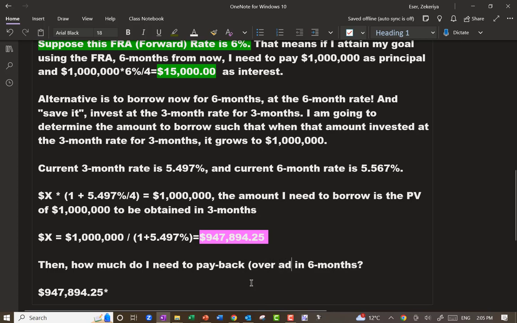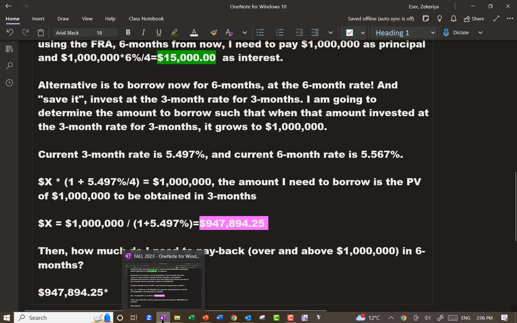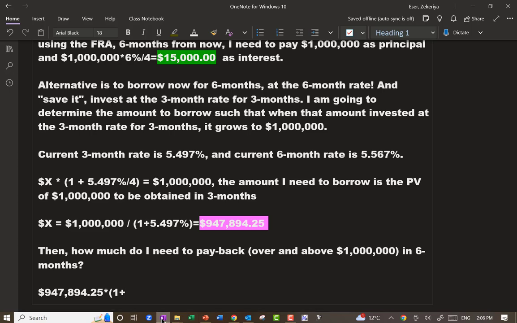Let's do this, over and above 1 million. In 6 months, my loan is going to become principal plus interest. The 6-month rate is 5.567 divided by 2, because there are 2 6-month periods in a year. From that, I'm going to deduct $1 million principal.